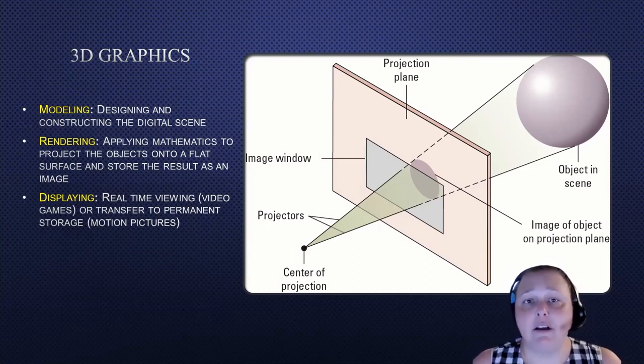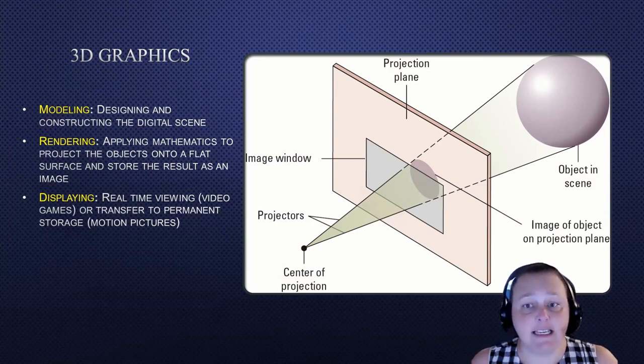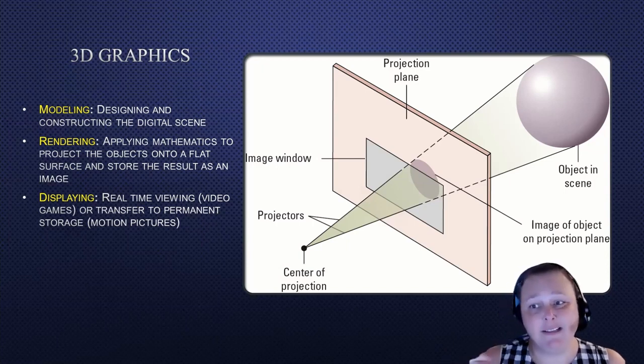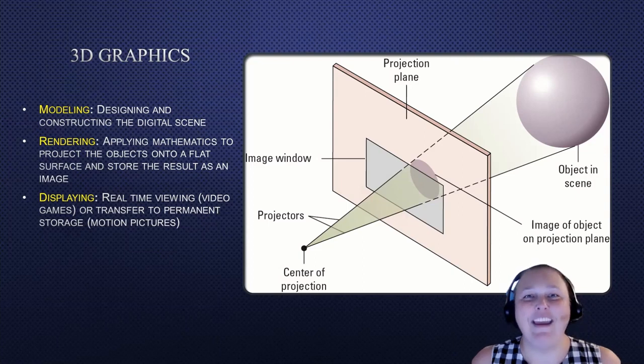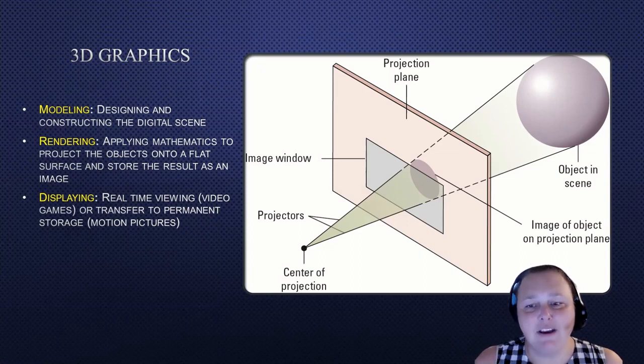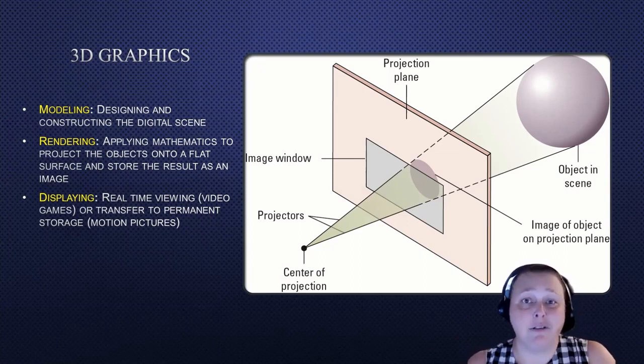We have an example here in this image where you actually have an object in a scene that is a 3-dimensional object, and you can see here it is spherical in nature, so it is a 3D sphere. Now, what we want to have here is an image window in which we are going to take a projection of that 3D and make it onto that 2D environment of that projection plane. So really, when we're talking about modeling, we're constructing the scene. Rendering is actually making it go from 3D to 2D using mathematics, and the displaying is how we see it.